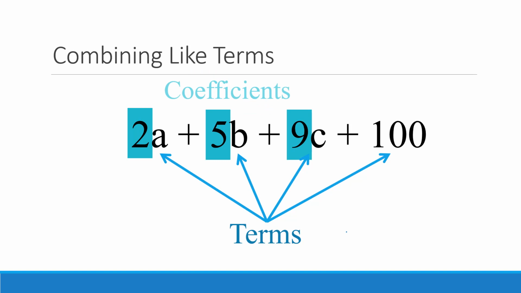Now the numbers that are in front of the terms are your coefficients. In terms of the process of combining like terms, you're not really doing anything with the variables. It is the coefficients that are out front that you're actually combining together. When you have a number that's by itself with no variable attached to it, that's called a constant.